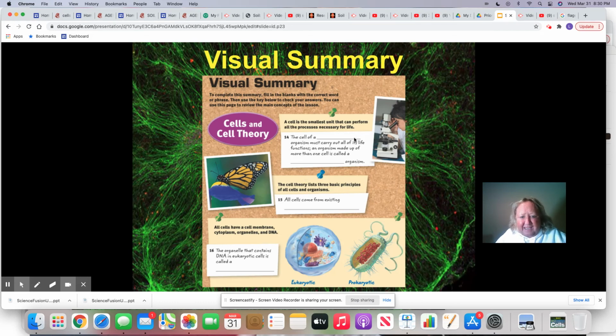The cell of a blank organism must carry out all of these functions. So it doesn't live inside of a bigger organism. That would be unicellular, single cell. An organism made up of more than one cell is multicellular. Part of the cell theory, and we're going to go over those three things a lot: all cells come from existing cells. And lastly, the organelle that contains DNA in eukaryotic cells is called what? The center where it all happens, that is the nucleus.